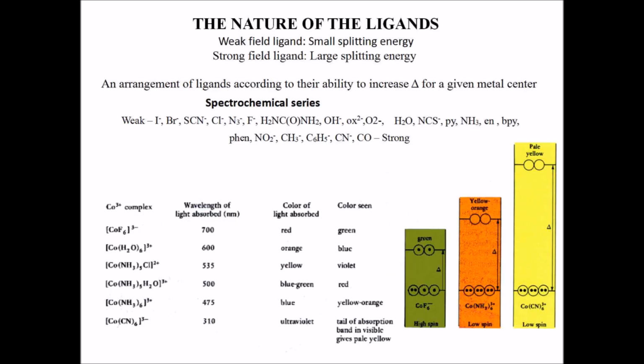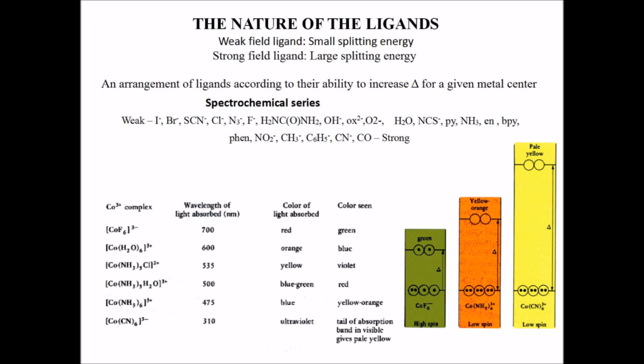Color of the complexes also depends on the nature of the ligand. Some ligands only produce a small energy separation among the d orbitals, while others cause a wider band gap. Ligands that cause a small separation are called weak field ligands, and those that cause a large separation are called strong field ligands. The arrangement of the ligands in accordance with their splitting ability is called the spectrochemical series.